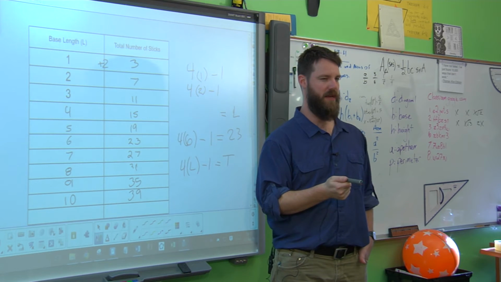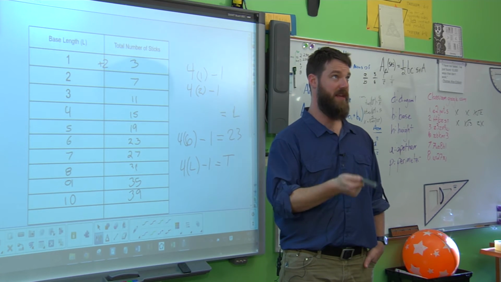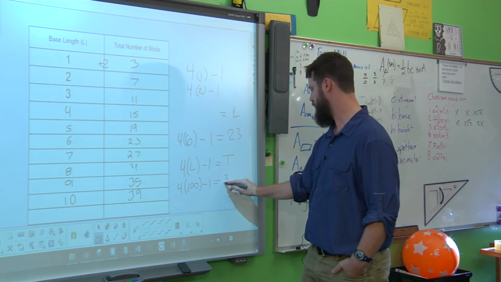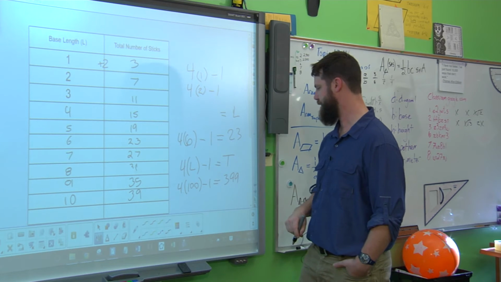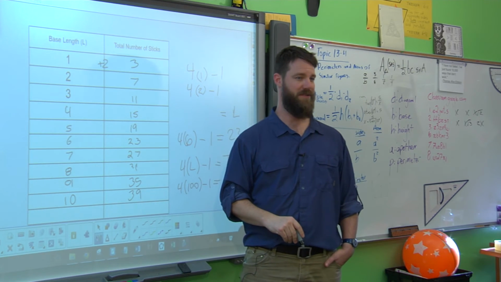So if I have it generalized like this, how many sticks would I need to get a base of 100? Okay, so 4 times 100 minus 1 equals 399. That's a lot of popsicle sticks. I don't have enough.